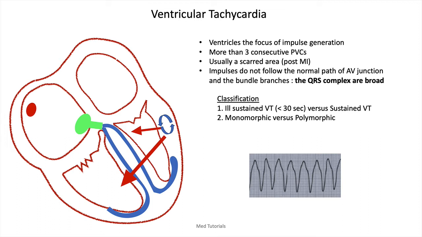Now here is an ECG tracing of ventricular tachycardia, and what really stands out is the broad QRS complex. Ventricular tachycardias are definitely much more life-threatening than the supraventricular tachycardias, and that's why it's so important and vital for medical personnel at every level to be able to identify ventricular tachycardias.